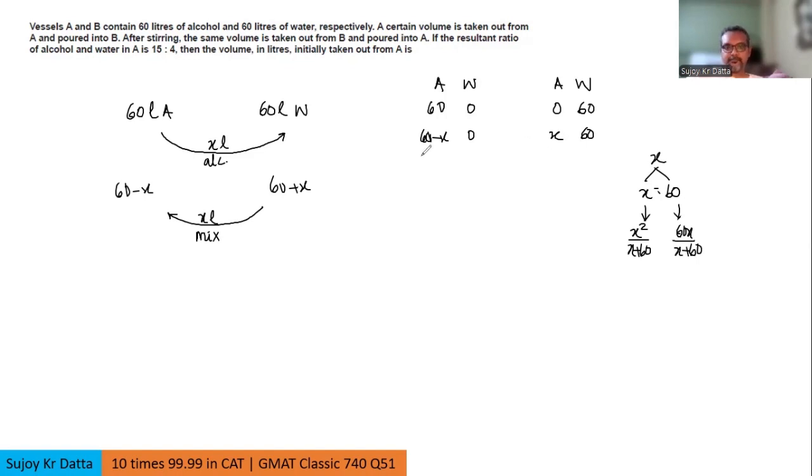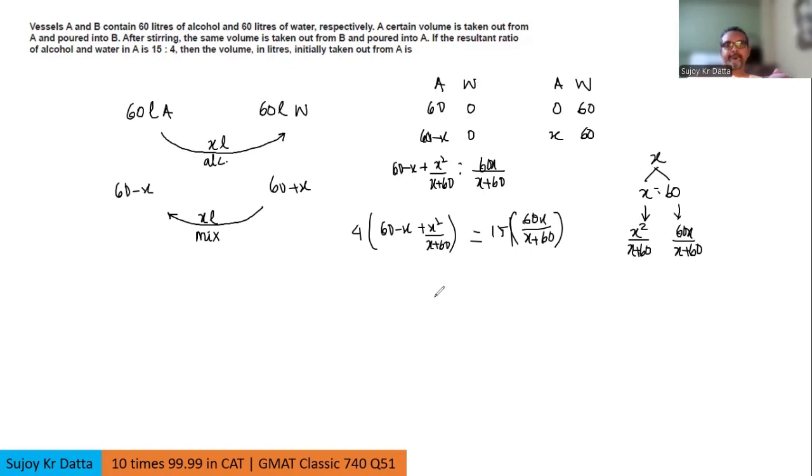So when you're taking that out, for alcohol, you would add 60 minus X plus X squared by X plus 60. And the water, it was 0, will now become 60X over X plus 60. And this ratio is 15:4. So you can just solve that. Divided by this is 15 by 4. So 4 times of this is 15 times 60X over X plus 60.